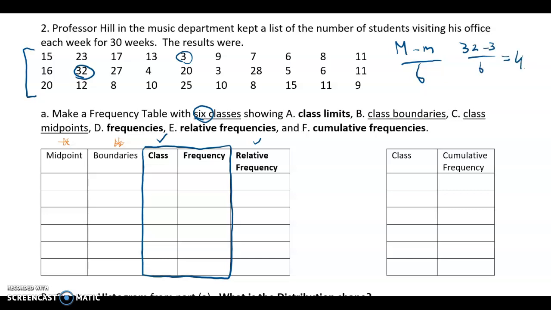So I'm going to do 32 minus 3 divided by 6. And that'll give me 4.83 repeated. I'm going to round that to a nice number I can work with, and that's 5. So we're going to say the class width is 5.